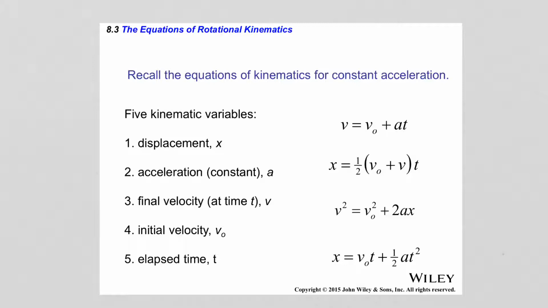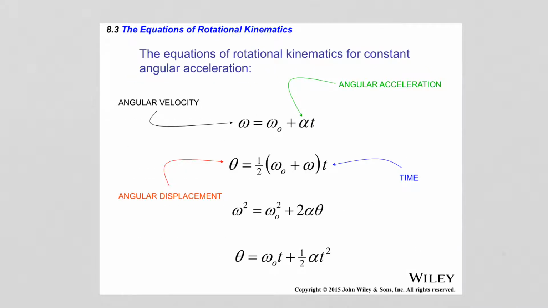So, as a quick review, here are the kinematic equations that we've dealt with before. The kinematic variables are the displacement x, the acceleration a, final velocity v, initial velocity v0, and elapsed time t. So I can essentially rewrite those kinematic equations by replacing the corresponding quantities with the rotational counterparts.